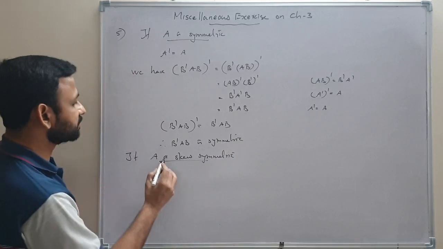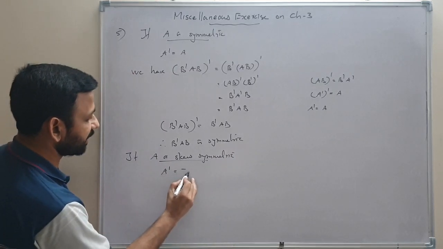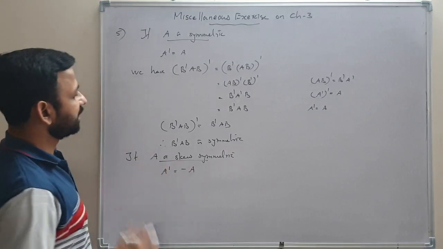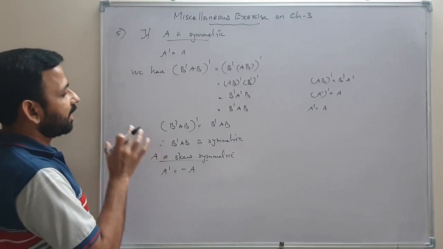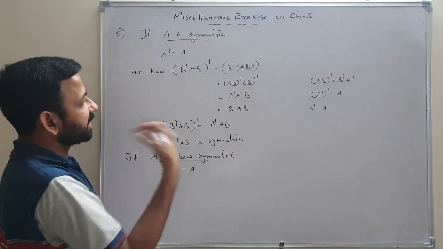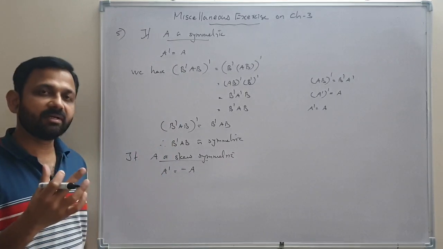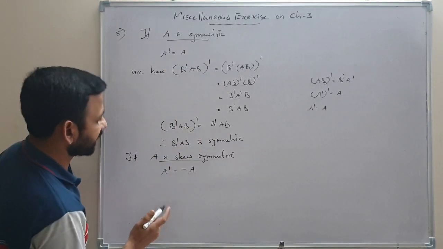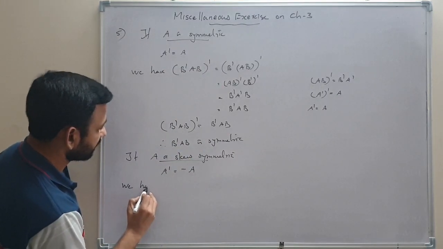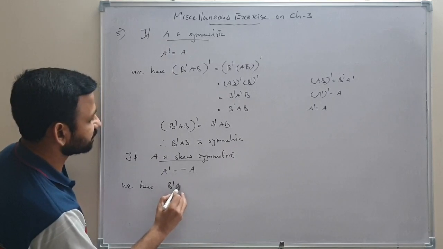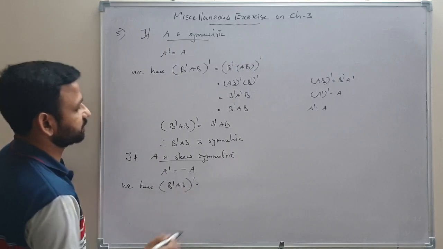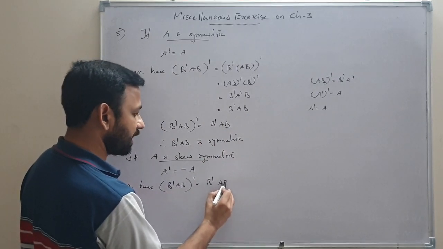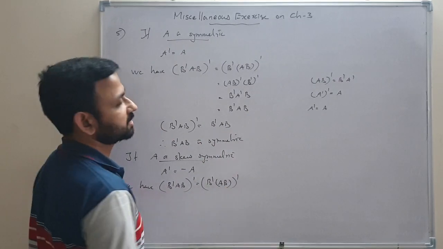If A is skew symmetric, A transpose will be negative of A. Then we have to show that B transpose AB is skew symmetric. So we can find the transpose of B transpose AB. We have B transpose AB all transpose. The same way we will write B transpose AB in a bracket all transpose.